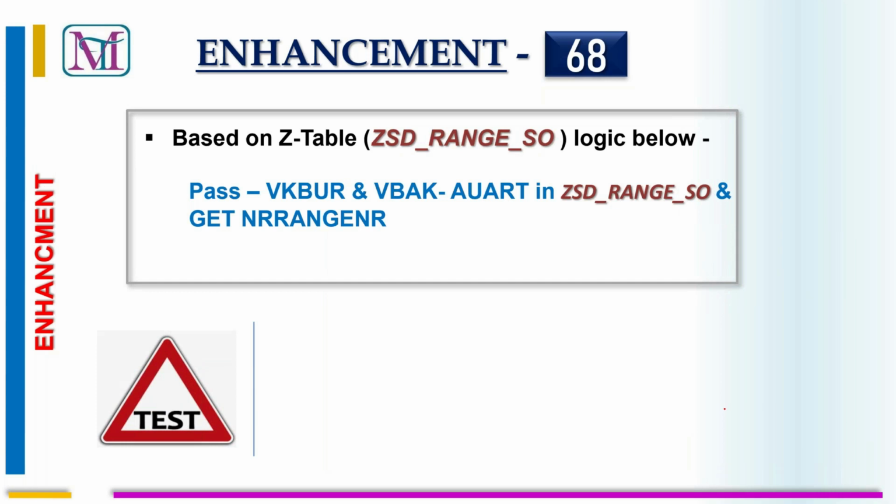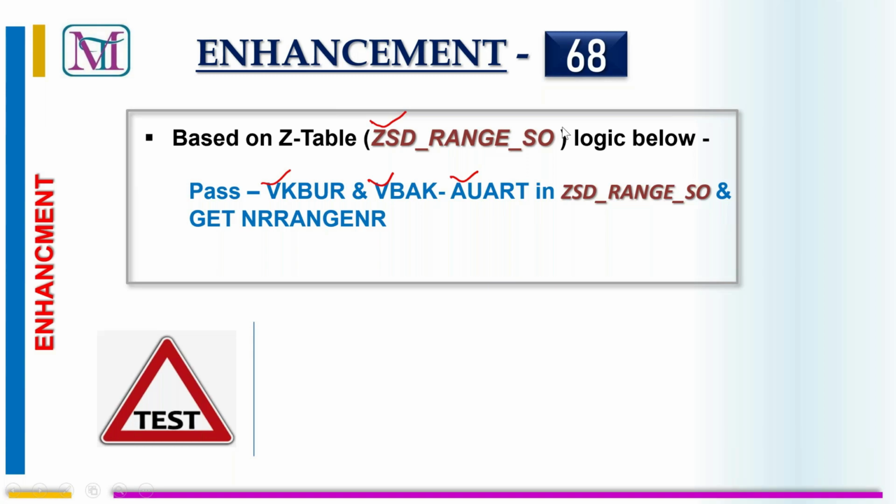Then enhancement based on the Z table logic below. Pass VBAK-VKBUR and VBAK-AUART in this table. This table is already created by the ABAPer, to get the number range.